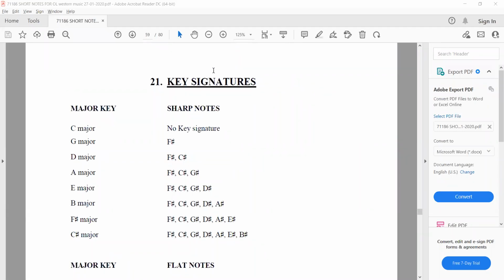Hello everyone. So today I'd like to take you through the key signatures chapter and show you an easy method as to how to memorize the sharps and the flats, because it's a common complaint from my students usually that they find it a bit difficult to memorize this.